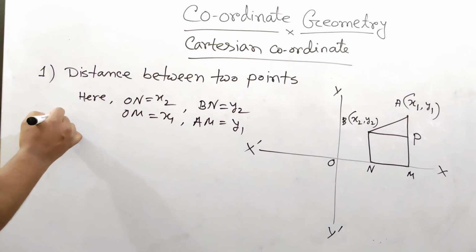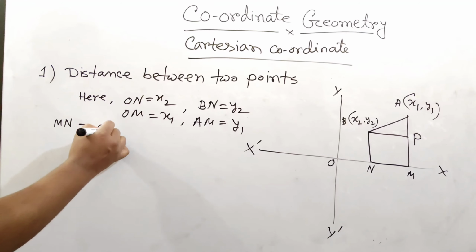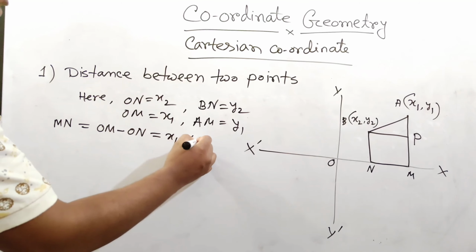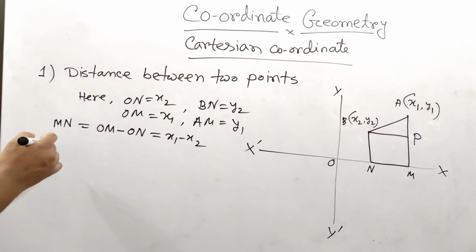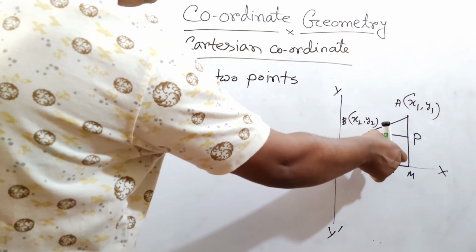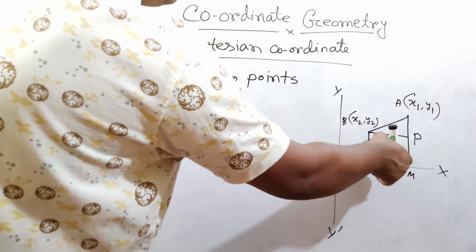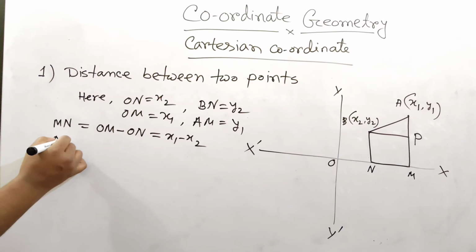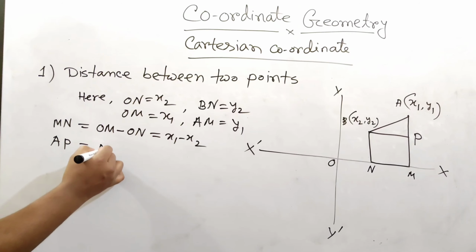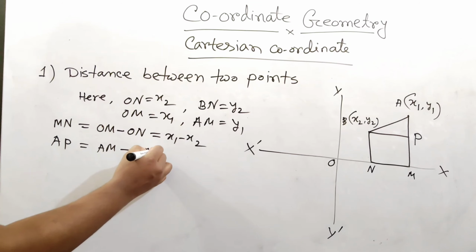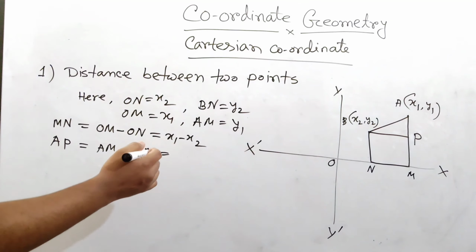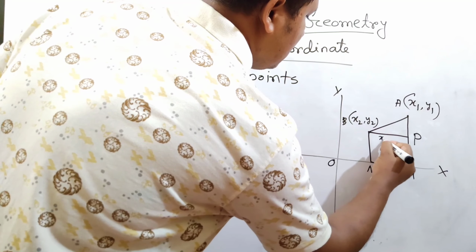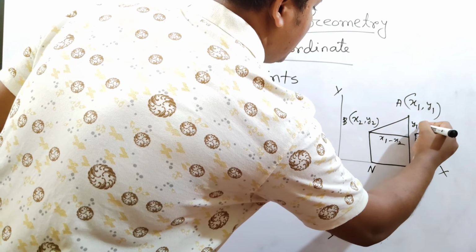Now we can write MN equal to OM minus ON, that means x1 minus x2. Again, BN and PM are both equal, so for AP we can write AM minus PM. PM and BN are the same, so AP is y1 minus y2. So this is x1 minus x2 and this is y1 minus y2.